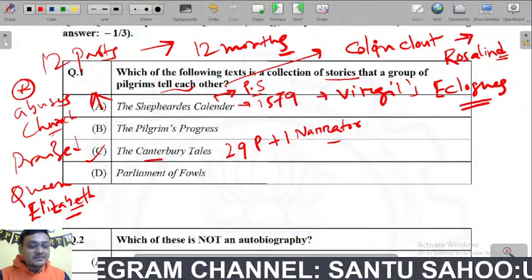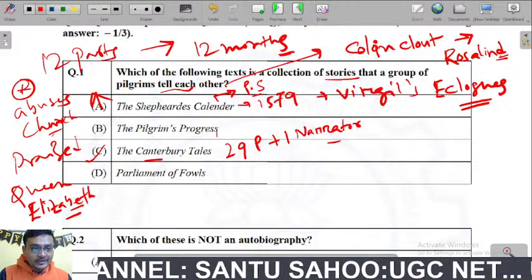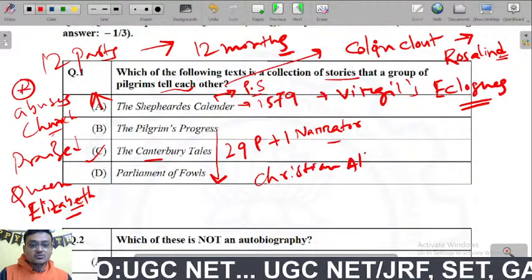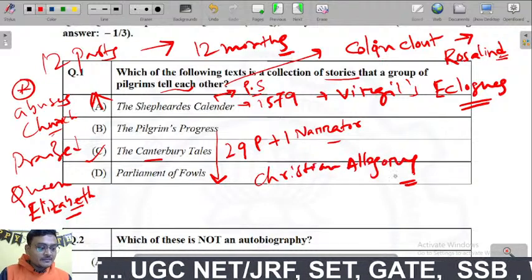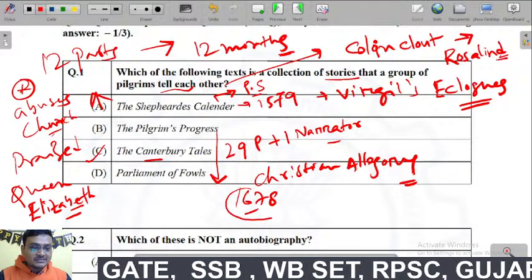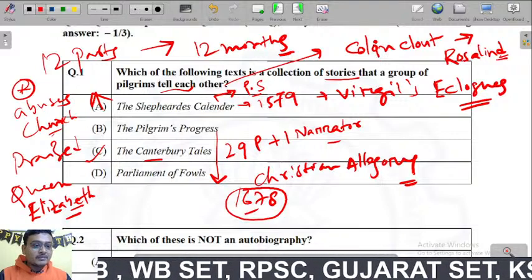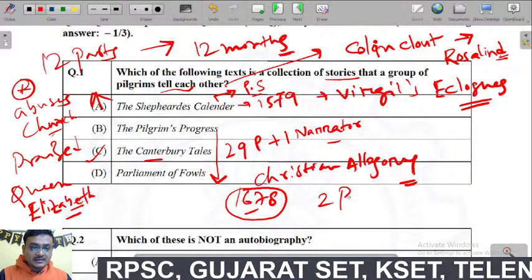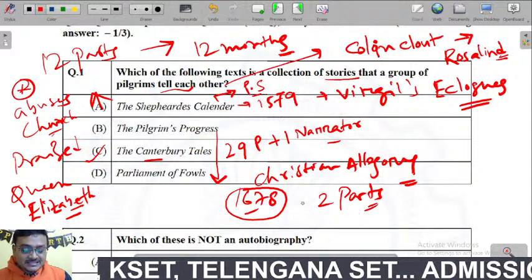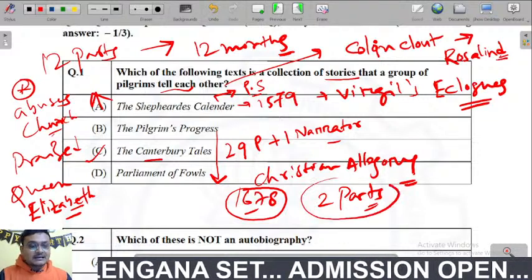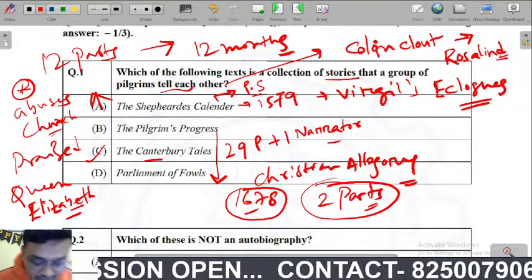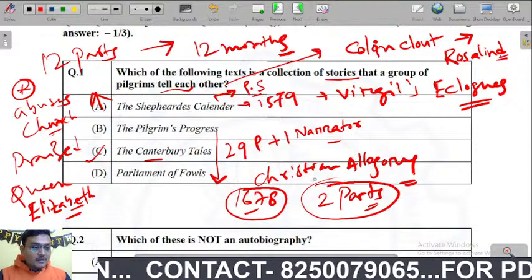And here the Pilgrim's Progress. You all know that Pilgrim's Progress is a Christian allegory, and this work was published in which year? Any idea? This was published in 1678, and Pilgrim's Progress has 2 parts. So first published in 1678, and it has 2 parts. And who is the protagonist? Any idea? Who is the protagonist of this work? Tell me in the comment box.